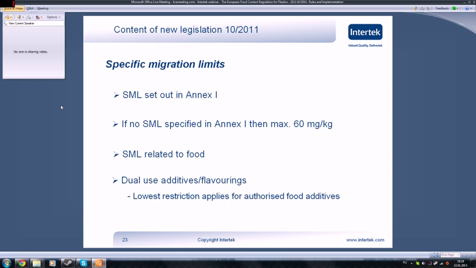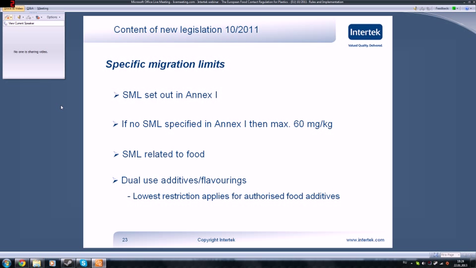The SML is related to food. All other testing with simulants is just an approach to ease our testing. So if you're not compliant with a substitute, then you can still measure on food, and if you're compliant there, then you're compliant.